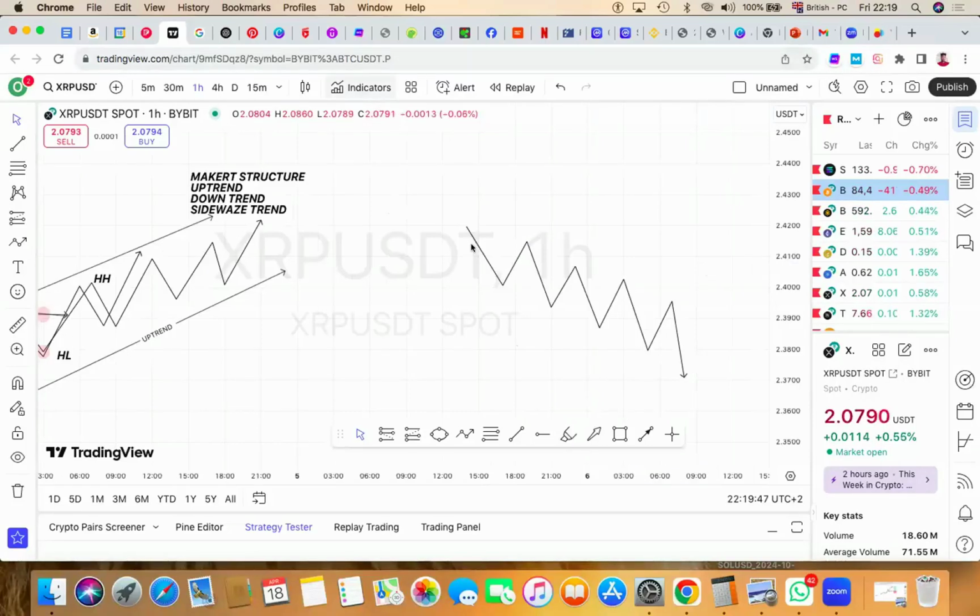So in this scenario here, what we'll be seeing is higher lows and lower lows.